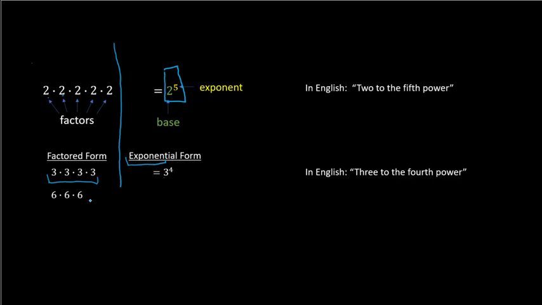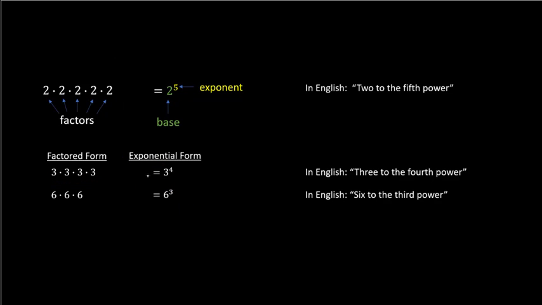Now, what if we had 6 times 6 times 6? How can we write this in exponential form? Well, here the 6 is the number that's being repeated. So you put a 6 down as your base. And how many 6's do we have? Well, we have 3 of them. So 3 is going to be your exponent. So we have 6 with 3 as the exponent. We can state this as 6 to the 3rd power. And we see that typed up right here.